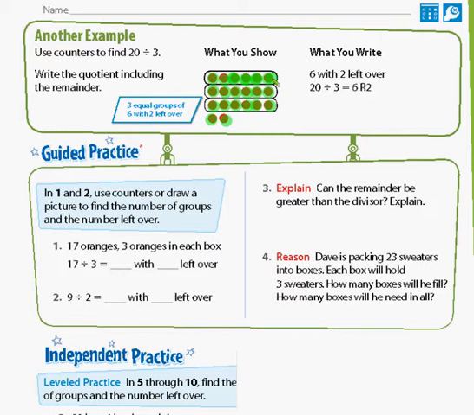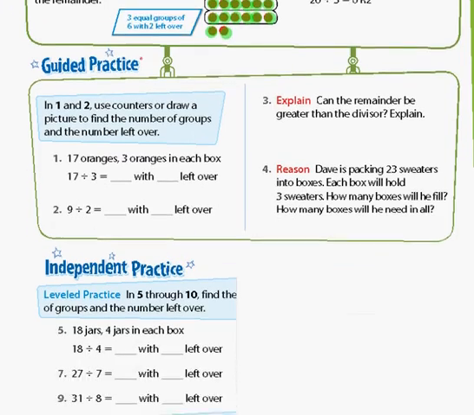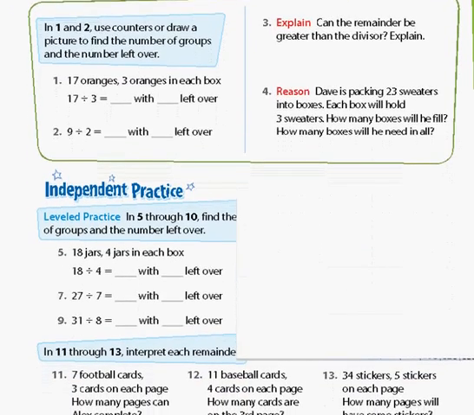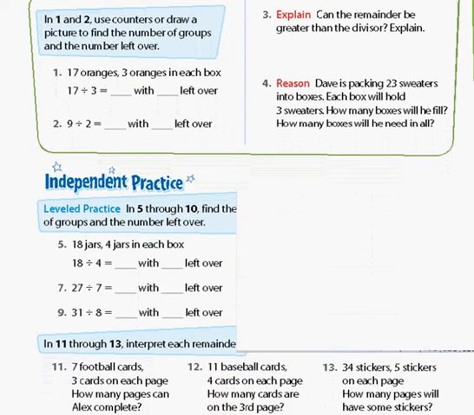I'm going to show you a little different way I find a little bit more effective and something you can use when you're working out these problems. We'll go ahead and look at the first problem, and I'll show you the strategy. Okay, on problem number 1, it's got 17 oranges, 3 oranges in each box, so that's 17 divided by 3. So it looks like right here it's showing that there's going to be a remainder for us.